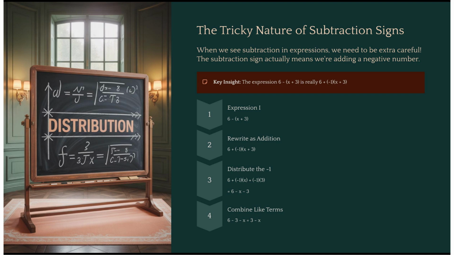The subtraction sign in front of a parentheses can be tricky. Look at expression i, 6 minus parentheses x plus 3. This means you are subtracting the entire quantity x plus 3, which is the same as distributing a negative 1 to the parentheses. So, the x becomes a negative x, and the positive 3 becomes a negative 3. The expression becomes 6 minus x minus 3.